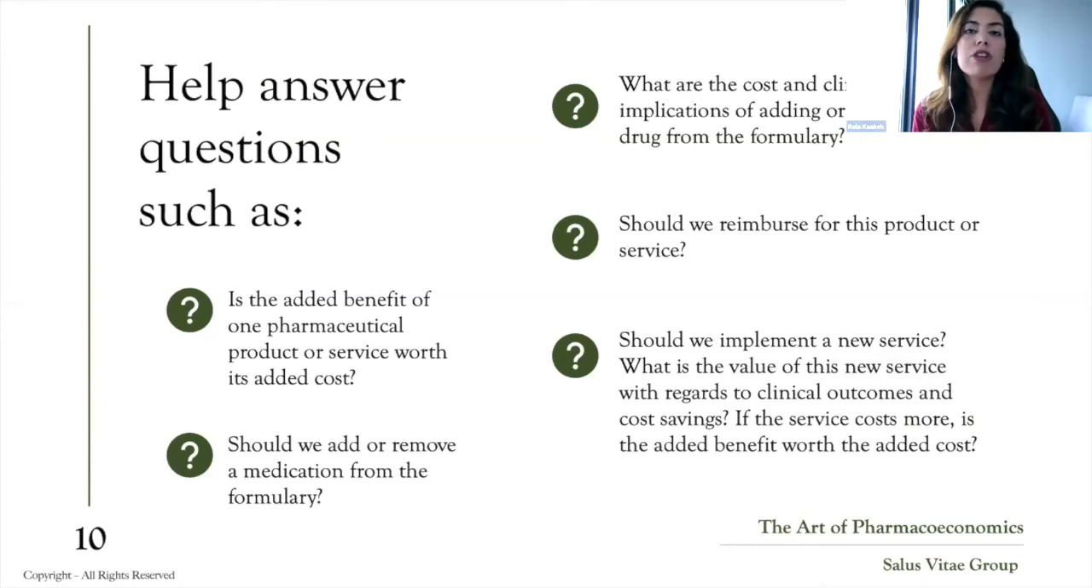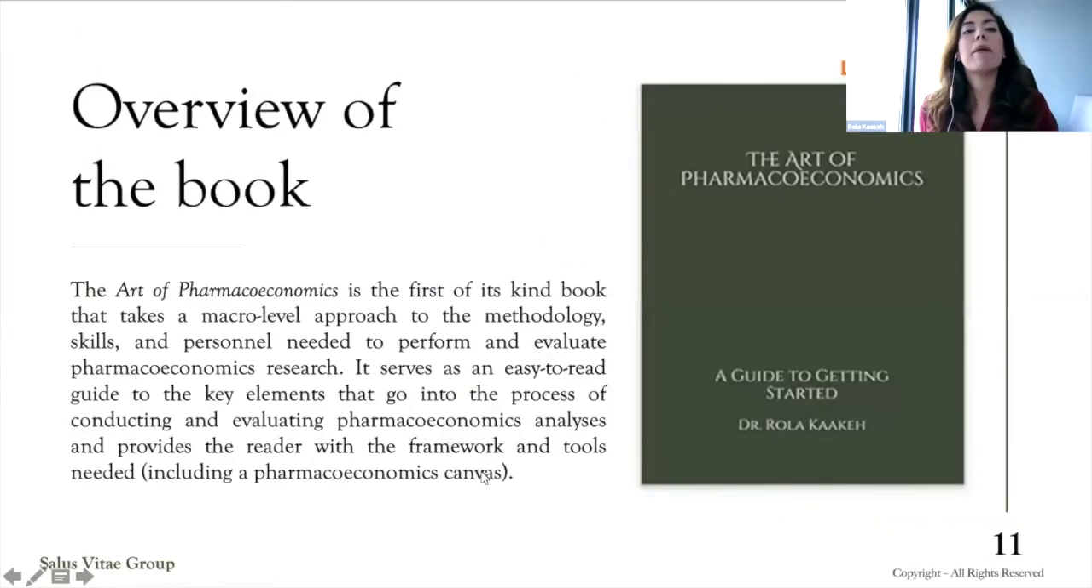So some questions are like those shown here. This is not an all-inclusive list, but just to provide you an example. Is the added benefit of one pharmaceutical product or service worth its added cost? Often new initiatives cost more than the current standard practice. Should we add or remove a medication from the formulary? What are the costs and clinical implications of adding or removing a drug from the formulary? Should we reimburse for the product or service? And then things such as, should we implement a new service? Because with pharmacoeconomics, you're looking at the costs and other health outcomes or patient outcomes that are of interest. So let's talk a little bit about the book itself.